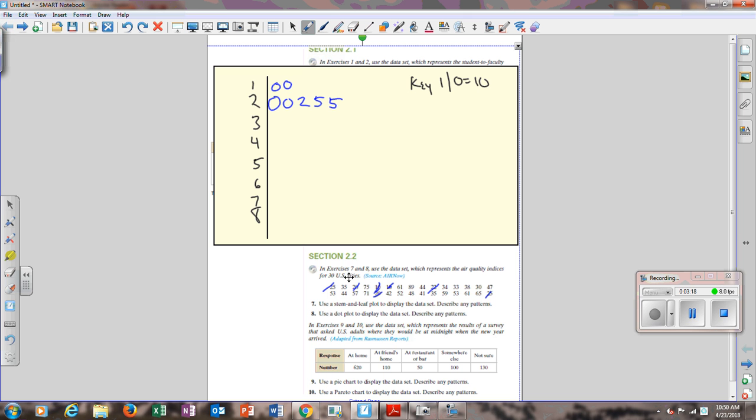Then we move on to 30s. I see a 30, just like that. Then I see a 33, 34, 35, and there's another 35 down here. And then a 38. So I think that's all of those.